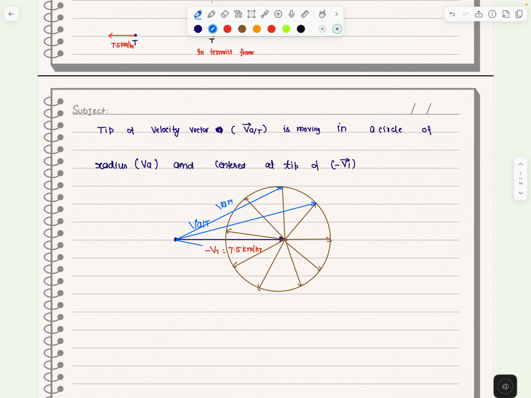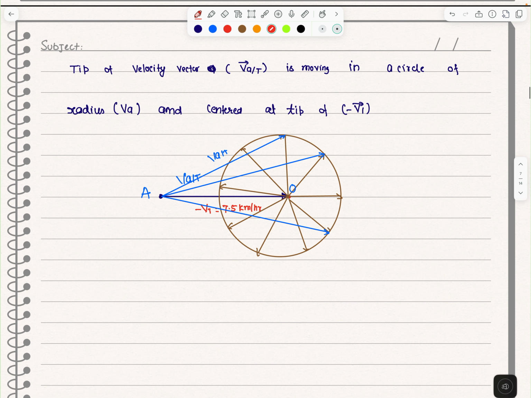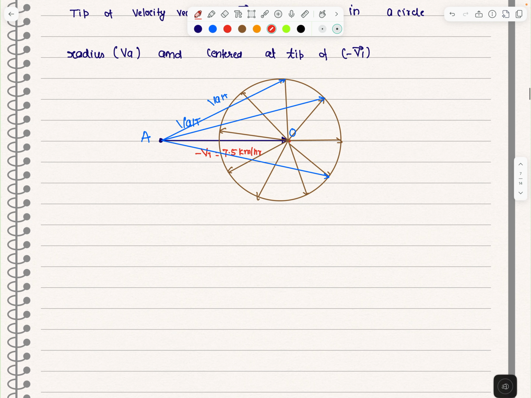That means any point of the circle, match from this point, let's say it is A, I call this O. At any point, if I draw a line from point A to any point on the circle, that line will represent the velocity of army with respect to terrorist. Fine. So sir, what is the benefit of this?